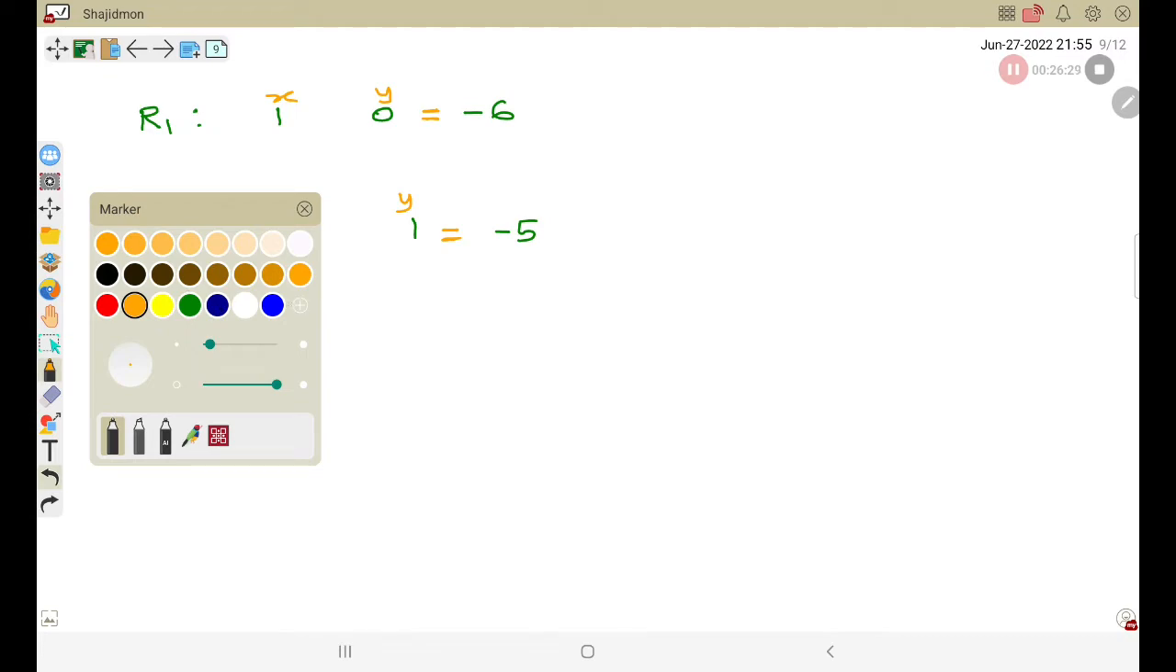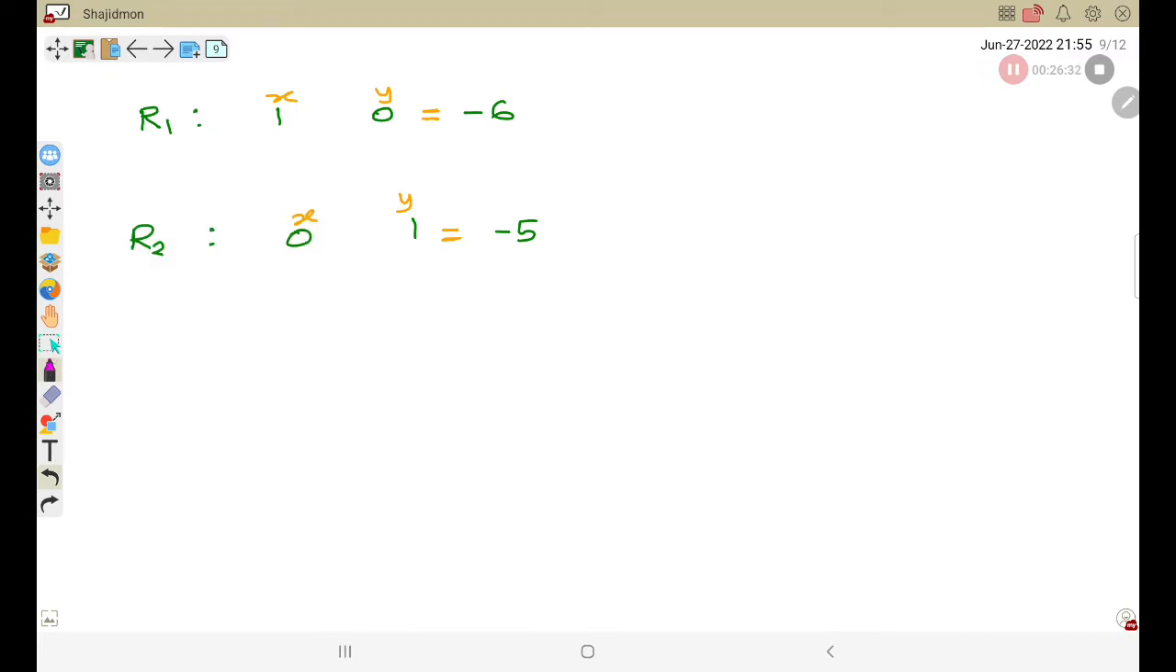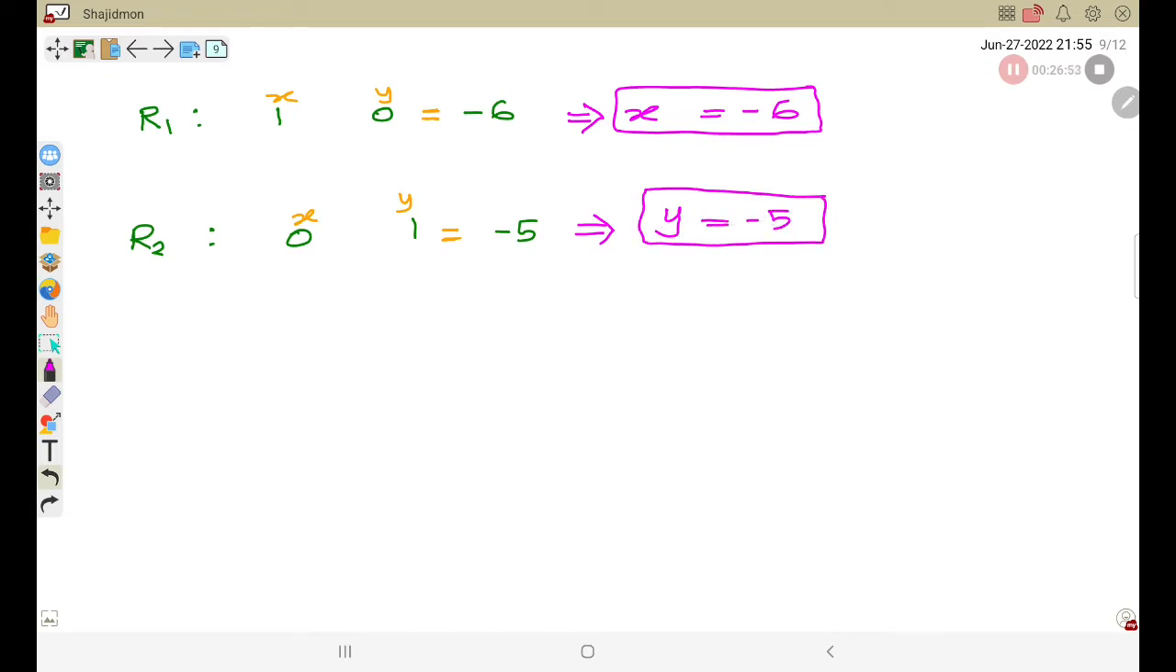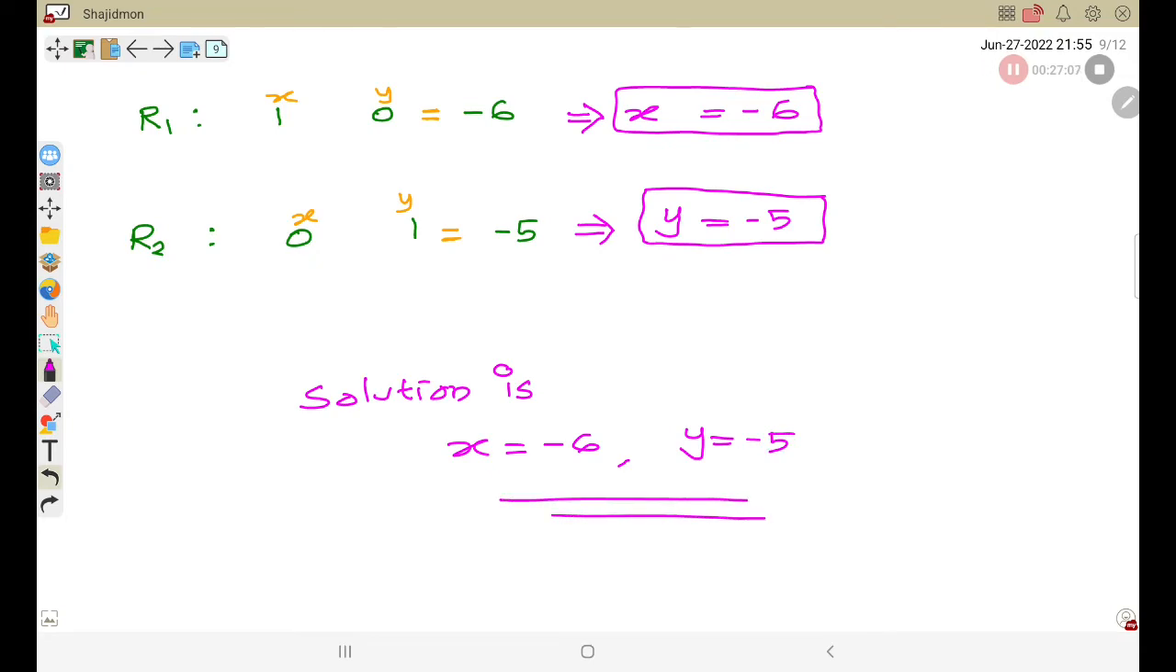So what is the equation representing the first row? 1 multiplied by x, x equals minus 6. 0 multiplied by y means 0. Now the second row represents the equation 0 multiplied by x, 0, 1 multiplied by y, y equals minus 5. So we got the solution: x equals minus 6, y equals minus 5. Okay, hope you understood the 2 by 2 system.